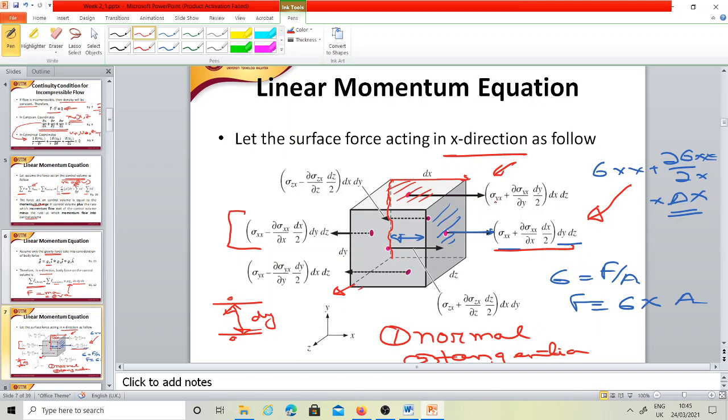So this is sigma yx, then del sigma yx by del y, because it's y directional. As I said, it's up and down, so you have to consider the vertical distance. The separation is along the y direction. You can see here this vertical is y, and then del y, so this one dy by 2 is like this.